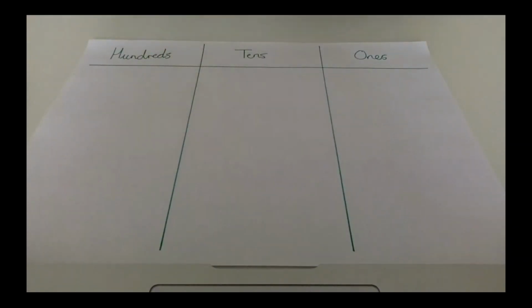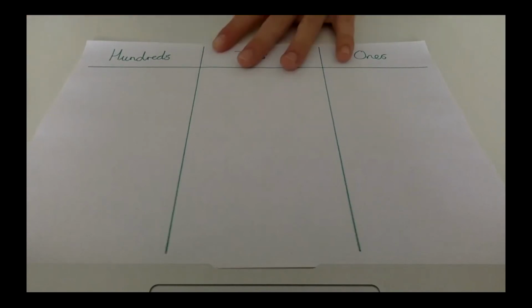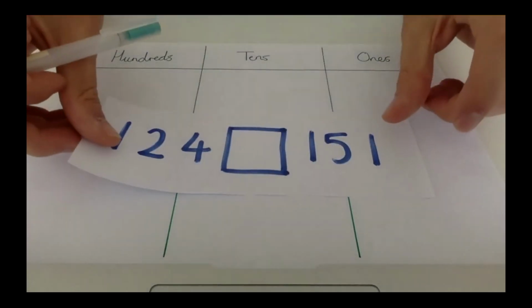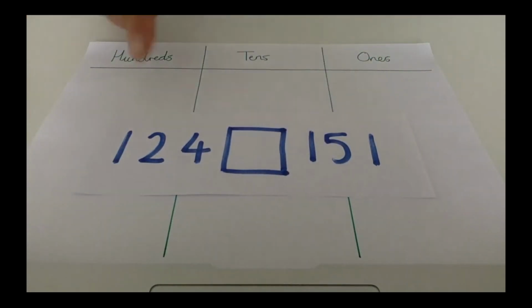Fantastic. I'm going to take all my counters off. You might need to draw another place value grid if you've drawn your counters on there. That's absolutely fine. Or you might be able to squeeze them in at the bottom, extend these lines. This is the next one we're going to have a go at. 124 and 151. We're going to compare these numbers to work out which number is larger and which number is smaller. I can already see that they are not equal because they've got the same amount of hundreds, but different digits in the tens and different digits in the ones. So I'm not going to be using my equals.